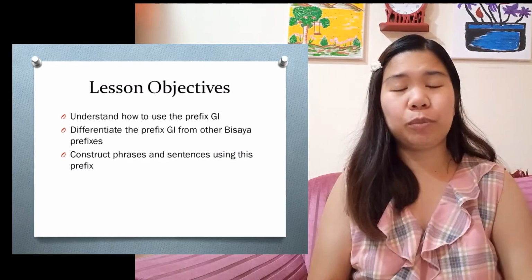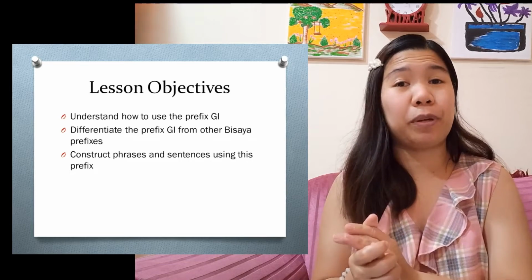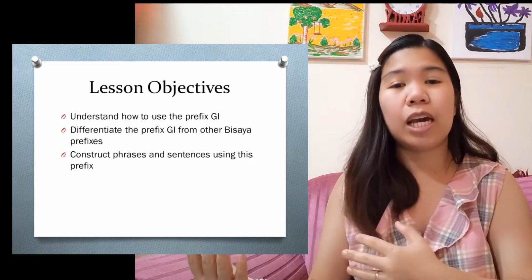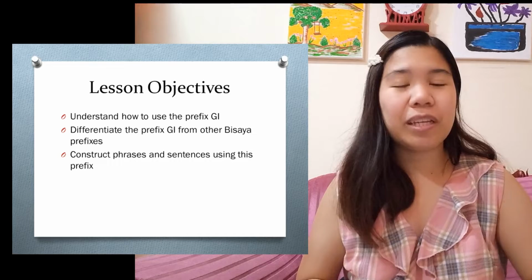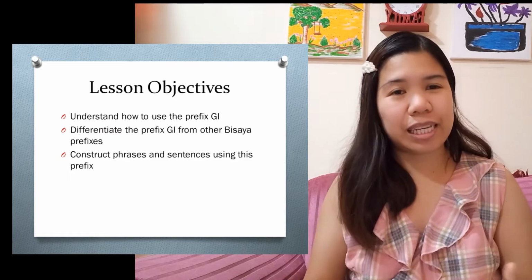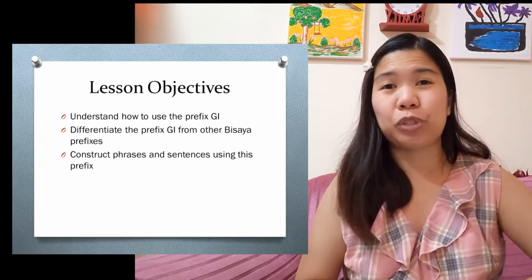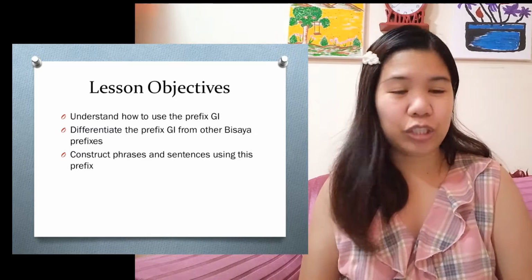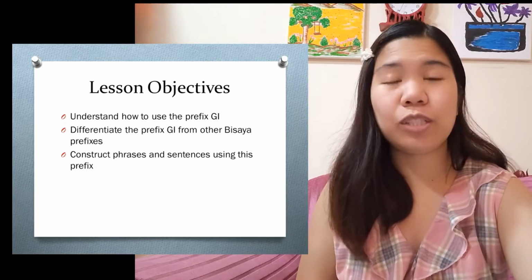Okay, so our lesson objectives will be the following. You will understand how to use the prefix gi, and then you will differentiate the prefix gi from other Bisaya prefixes, and finally you will construct phrases and sentences using this prefix. At the end of the video, you will also be translating some Bisaya sentences into English. Okay, I hope that you're going to stay with me for the whole video, so that the learning will be complete.